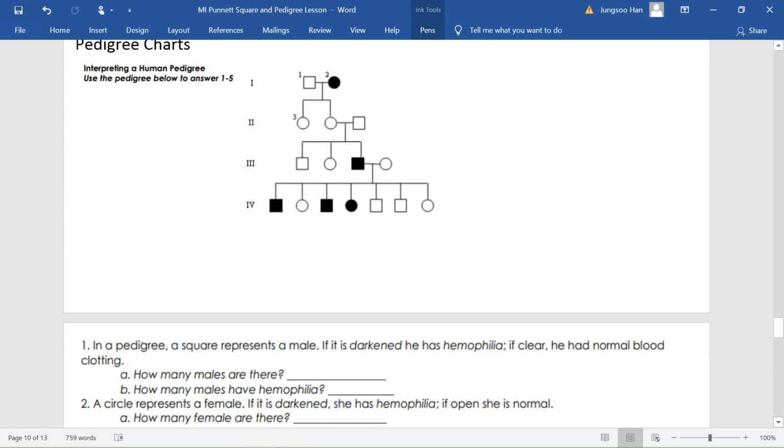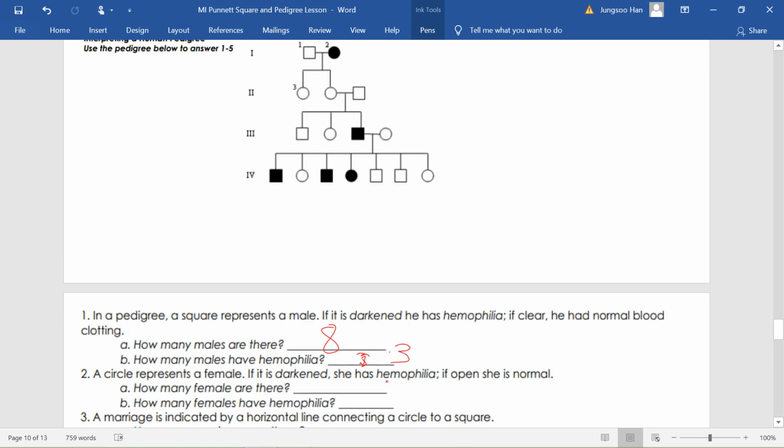Okay, so let's go over some of these things. Number one, in a pedigree, a square represents a male. If it is darkened, he has hemophilia. If he is clear, then he has normal blood clotting. How many males are there? In this pedigree chart, there are 8 males because I counted eight squares. How many of the males have hemophilia? If they're darkened, that means they have hemophilia. So 1, 2, 3. Three have hemophilia.